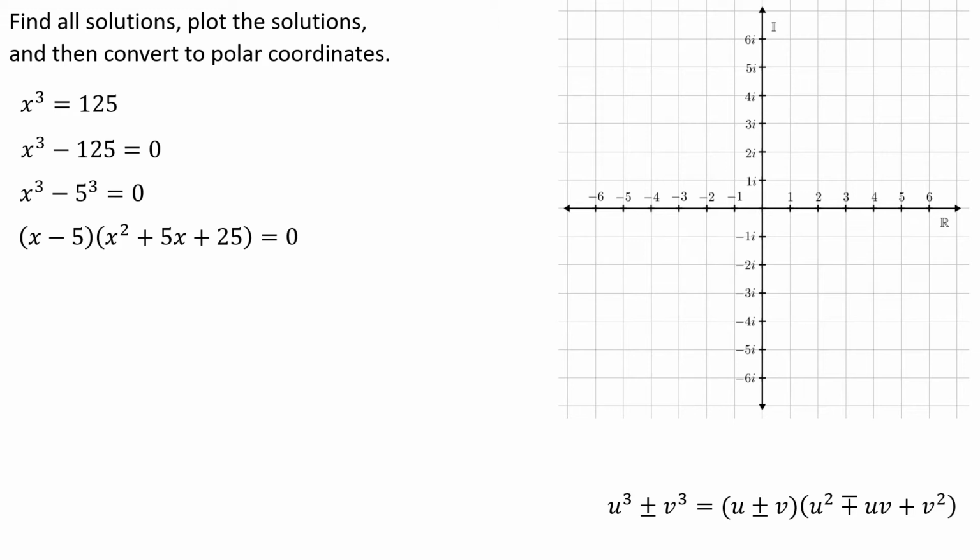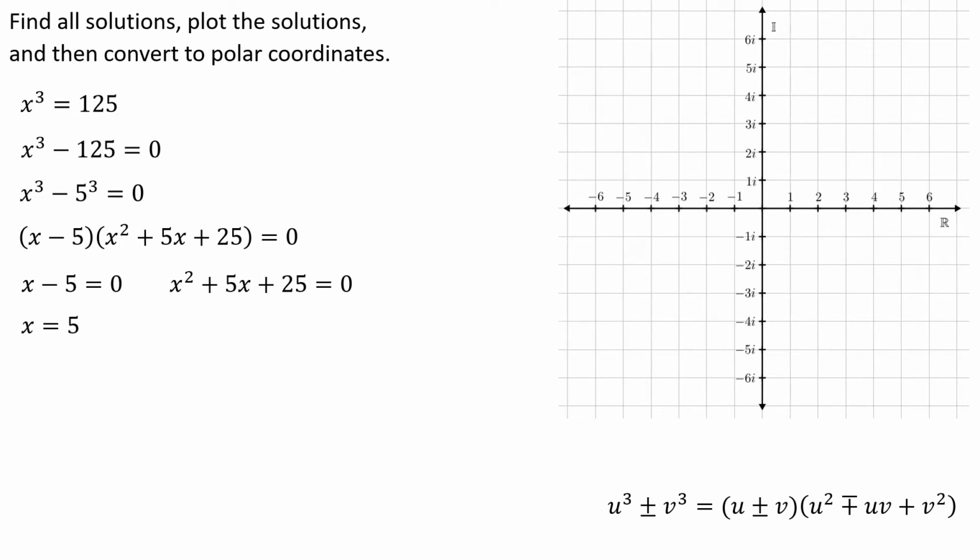So if it was x to the third minus 5 to the third, we'll keep that as x minus 5. But then the next time I use that sign, I have to use the opposite. So that's why it says x squared plus 5x. And of course, that last symbol is always positive. So plus 25, because v squared will be 5 squared, and 5 squared, of course, is 25. Of course, the first solution is straightforward. It's just going to be 5.